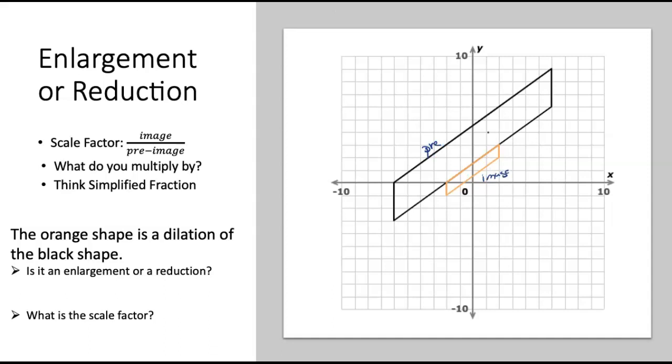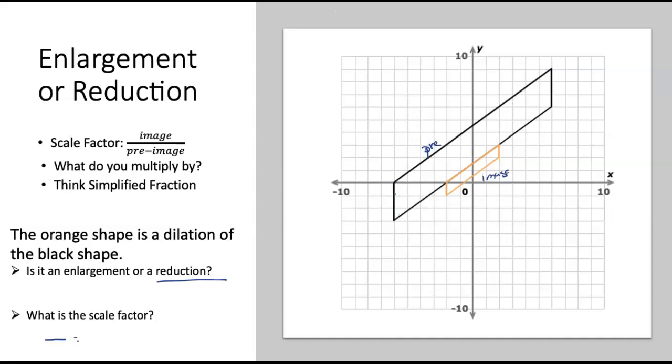So if we went from this shape to this shape, well, that got smaller, right? If it got smaller, then it's a reduction. And we want to know our scale factor. Our scale factor is image over pre-image. So we're going to set up a fraction. I'm going to think, is there any side that would be easy to count out? Diagonals are not easy. But here, this is easy.